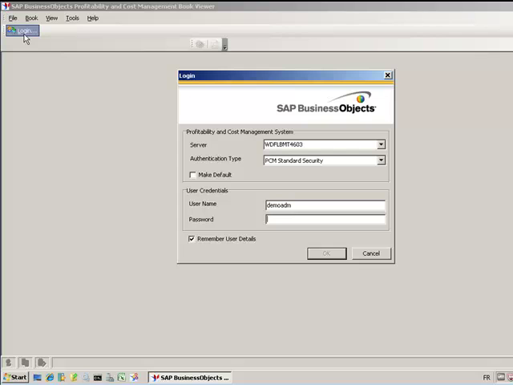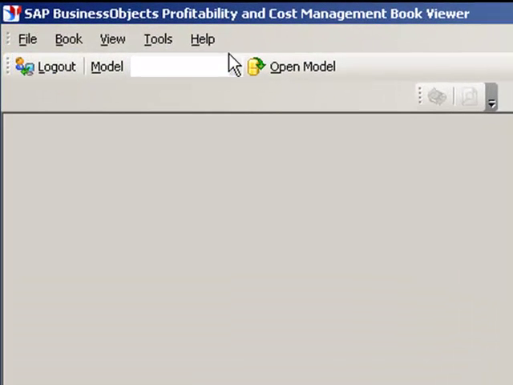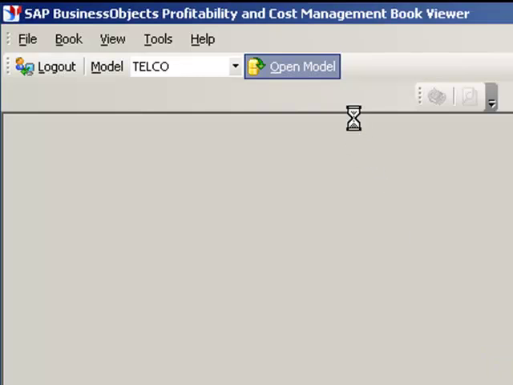Welcome to this SAP Profitability and Cost Management demonstration. SAP PCM is a solution that is cross-industry by nature, but here the following model is designed to show how PCM can answer questions with regards to product and customer segment cost and profitability in a fictitious telco operator.